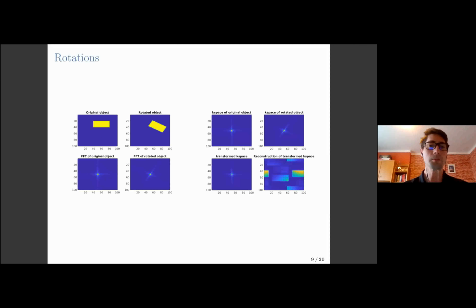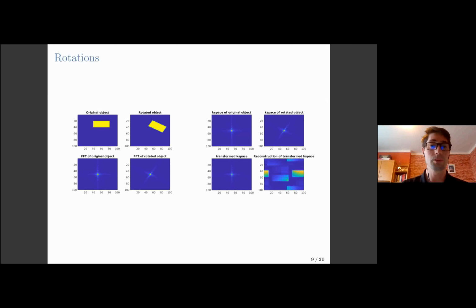And with the rotations, again, on the left-hand side, you get the original object and the rotated object, and you can clearly notice that the k-space of the rotated object is rotated by the same angle. There's a little problem when you rotate this k-space back to the position that it should be. If you correct for motion in the k-space, the reconstruction of the image might be disturbed with quite severe artifacts, as you can see here.